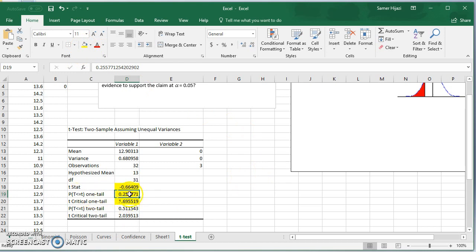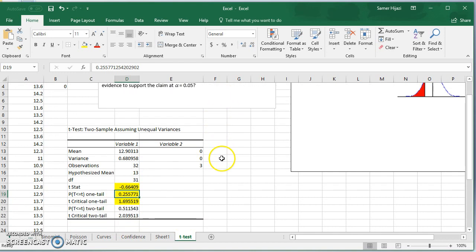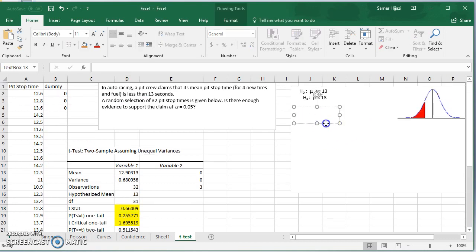So the p-value one tail definitely is greater than alpha, 0.2 versus alpha 0.05, so the decision would be fail to reject. Same idea, the critical value is 1.69. Since it's a left tail, we'll take it as minus 1.69. And the t-stat is minus 0.66, which means it's going to be over here to the right of the critical region. Also, the decision would be fail to reject.